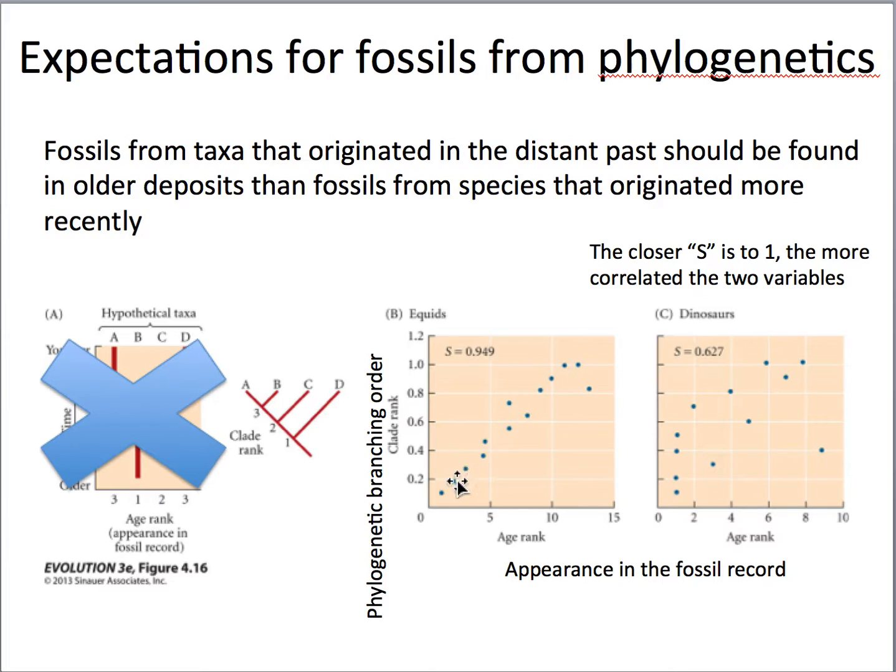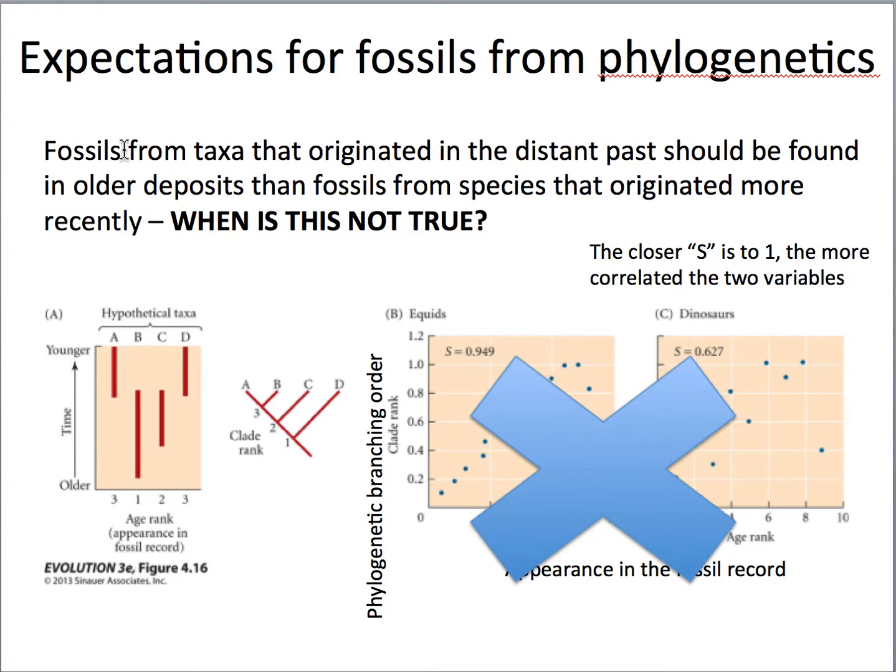These are 13 clades of horses, equids, and then on the right, dinosaurs, 12 clades, and it more or less shows the pattern. You can tell how closely this pattern conforms to our expectation by how close this letter S is to 1. The closer it is to 1, the more correlated, and so obviously the horses here are highly correlated, where the dinosaurs are not quite as correlated. Sometimes this isn't true. Sometimes you do get this confusing pattern they tried to show you in A, where you don't get this match, or for instance, the dinosaurs weren't a complete match.